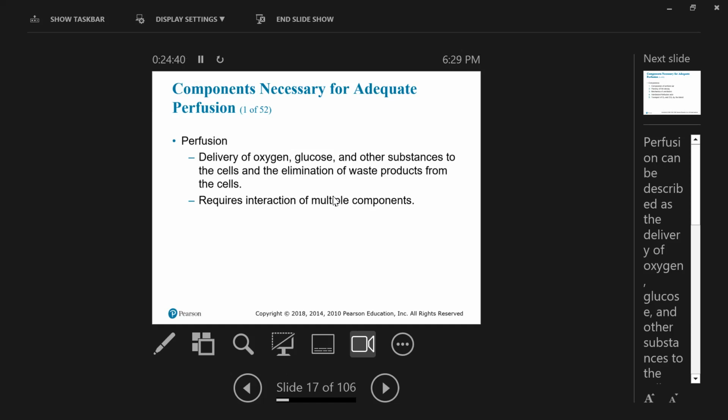oxygenation of the cells and getting rid of the waste products. So it delivers oxygen and glucose and other substances to the cells and eliminates waste products from the cells. It requires interaction of multiple components.